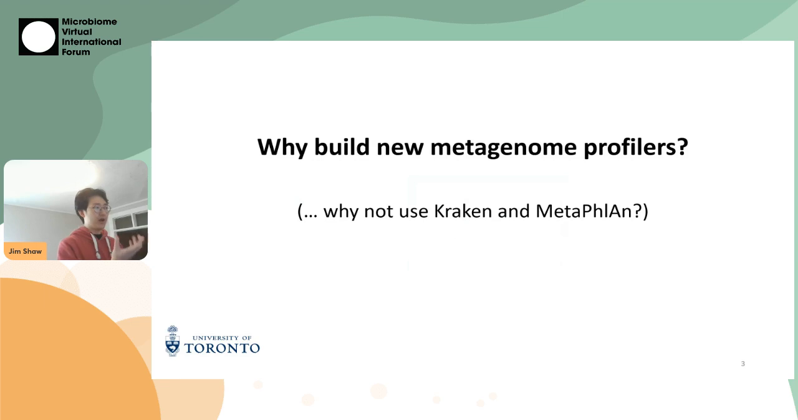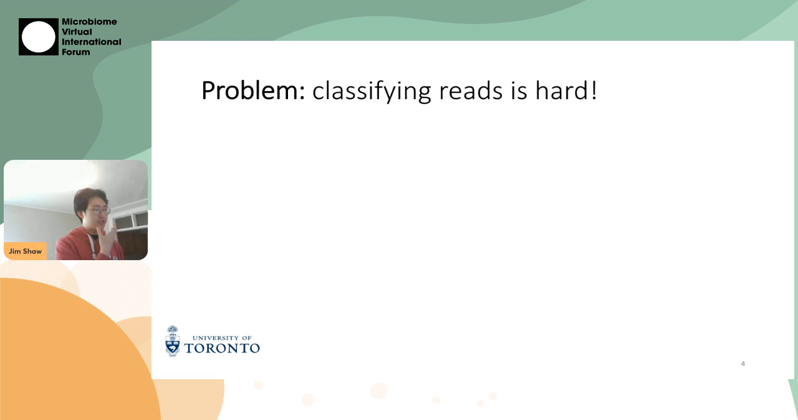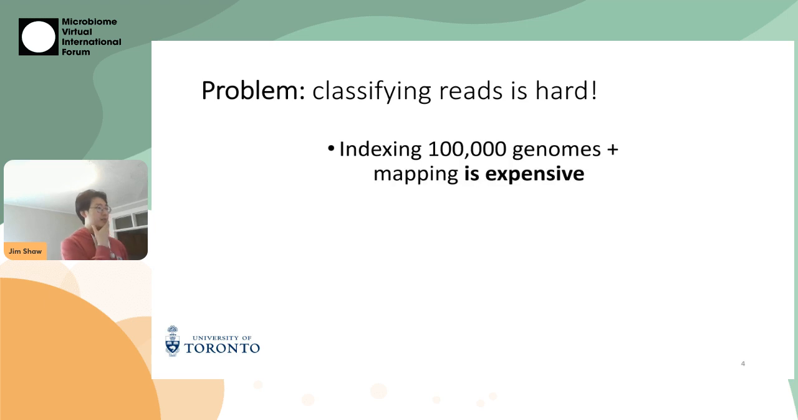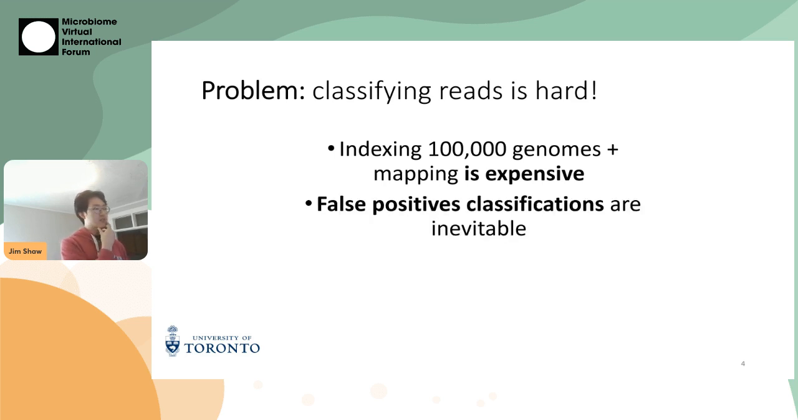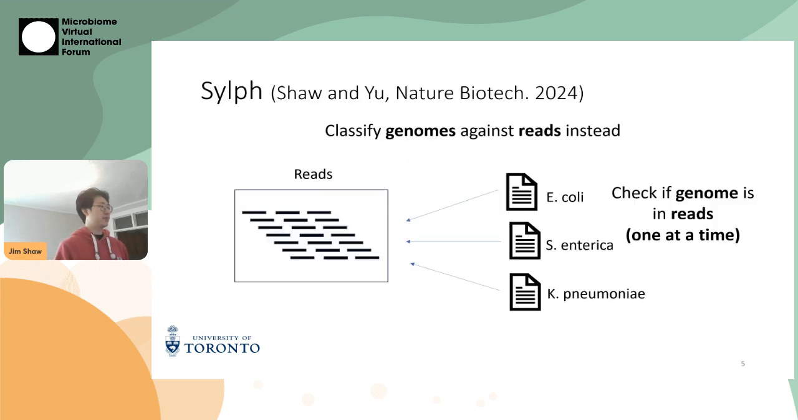So you might be thinking, why build a new metagenomic profiler? You probably have heard of things like Kraken and MetaPhlAn before, and they're very good. But the reason is that it's actually a really hard technical problem to classify reads when you do metagenomic profiling. You can imagine that indexing hundreds of thousands of genomes and mapping all these reads is very expensive. And I'm sure you've encountered this before. Also, if you've used some of these tools, you've probably noticed there's a lot of false positives in these tools. So there's still work to be done here.